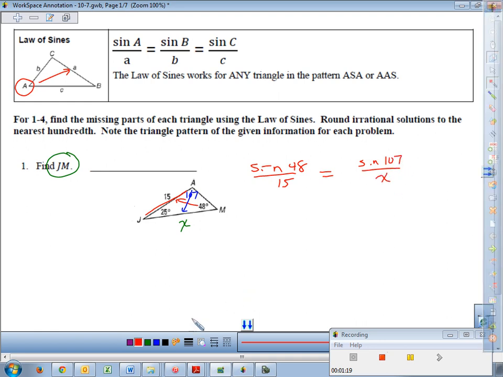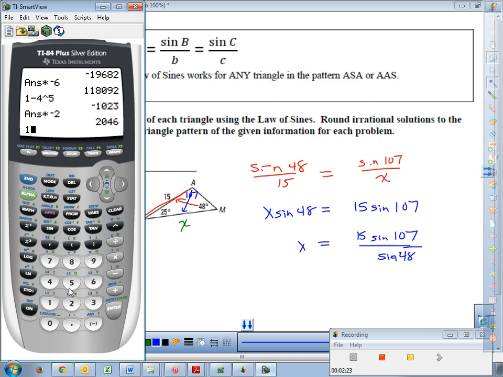How can I solve this proportion? Cross multiply. Let's take x times the sine of 48, and that should equal 15 times the sine of 107. And then to solve for x, what would you do? Divide by the sine of 48. X equals 15 sine of 107 over the sine of 48. Instead of having to bother with all these crazy parentheses, I just figure out the numerator first. I'm going to punch in 15 sine of 107 and just hit equals, right? Figure out that whole numerator. And what do I have to do to that? Divide by the sine of 48.